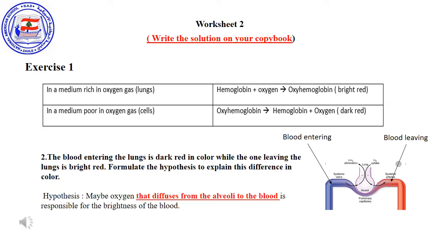Why? How can you explain this? This is mainly due to the presence of oxygen. So if you want to formulate the hypothesis, so hypothesis: maybe oxygen is responsible for the brightness of the blood, or maybe carbon dioxide is responsible for the darkness of the blood. Both are correct.